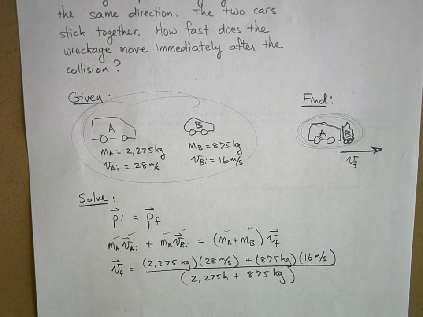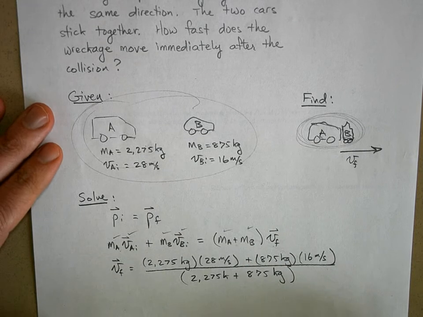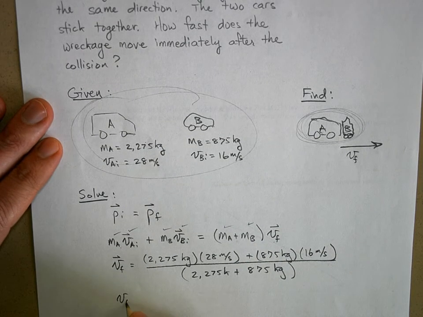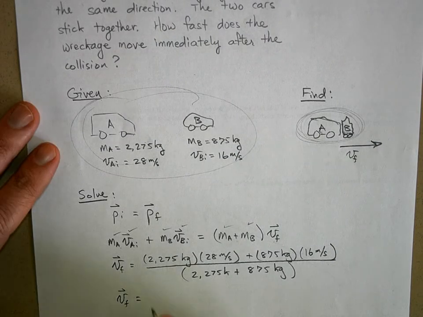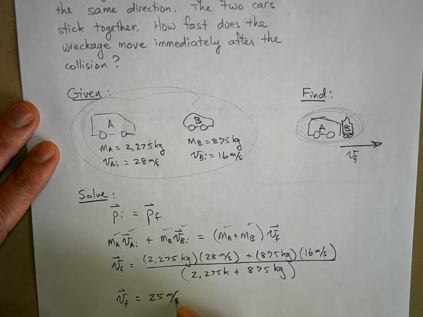Now you just get out a calculator and you plug all that in. I'm not going to take the time to do it because the bell's about to ring. But what you get is the final velocity of this system. It's 25. When you round it off, it's 25 meters per second.